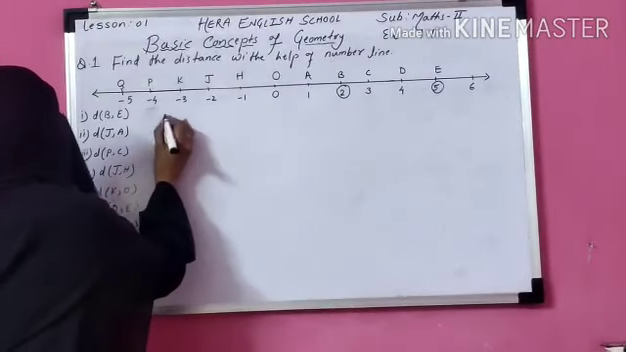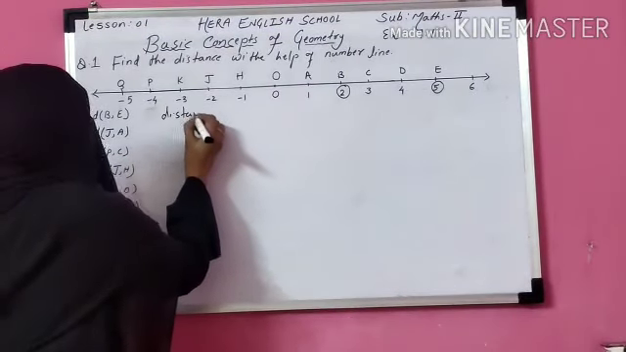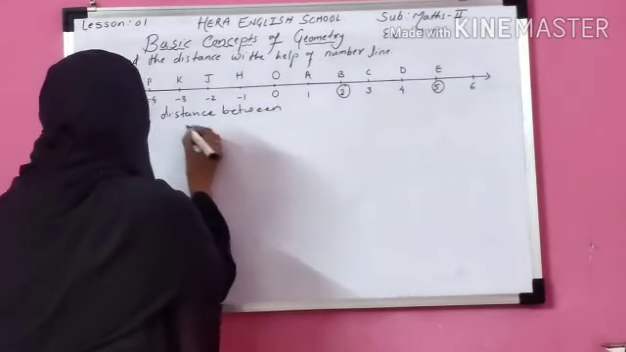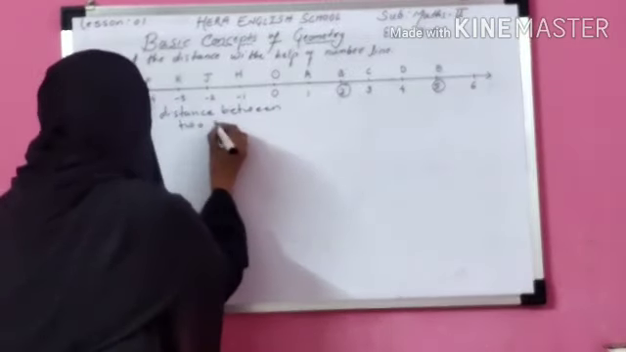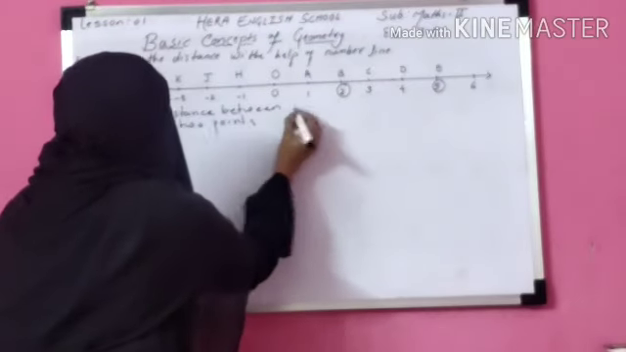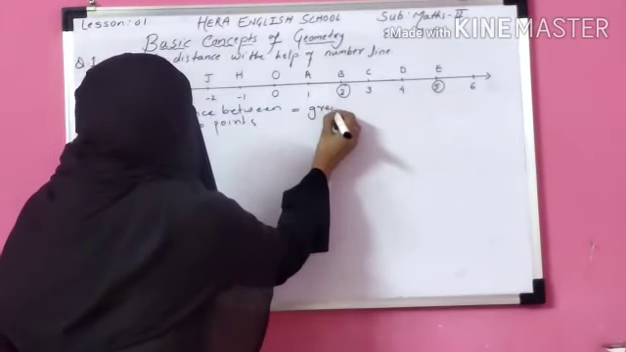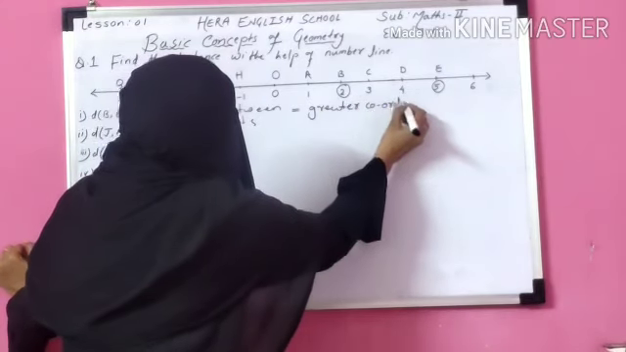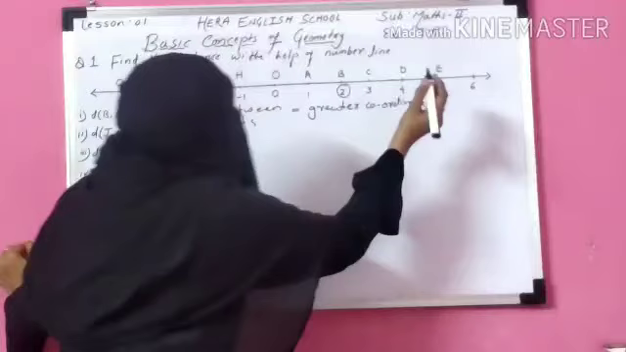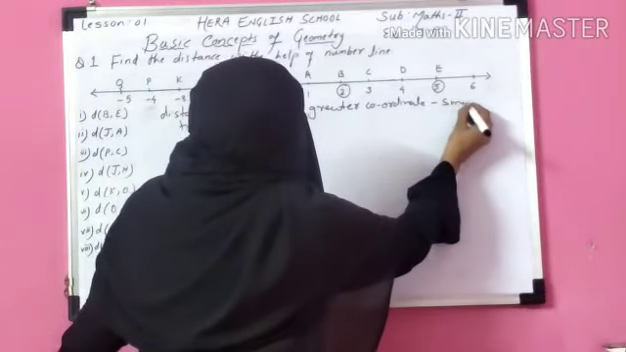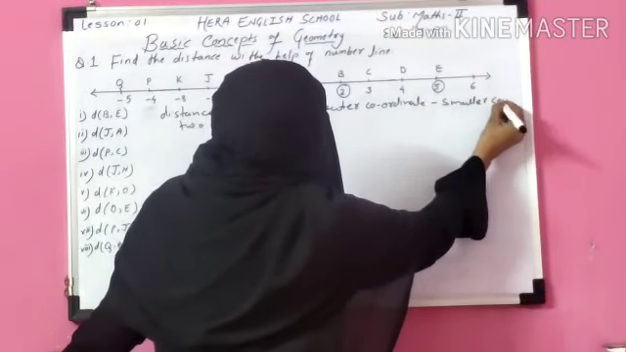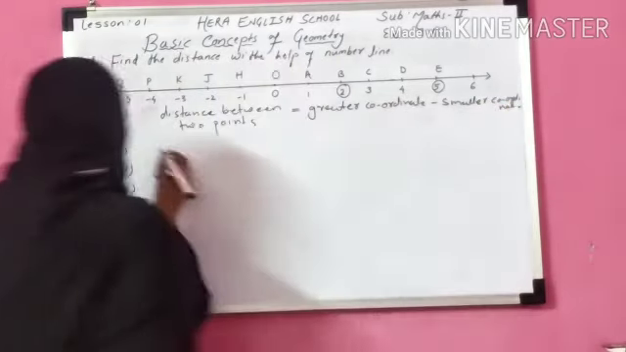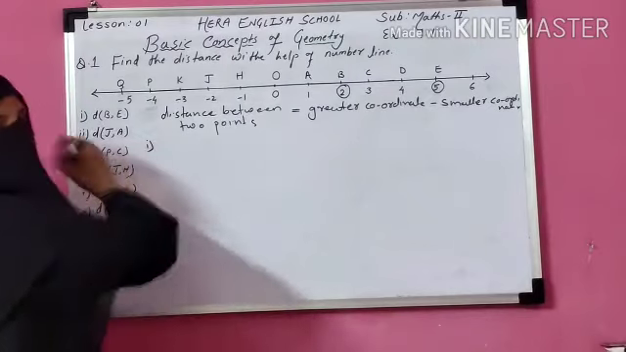In general, we can write: distance between 2 points is equal to greater coordinate minus smaller coordinate. Okay. Now start your first question.